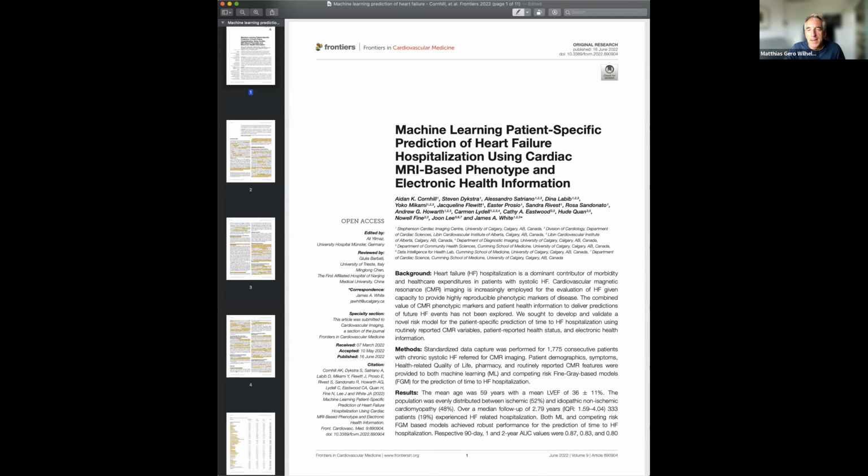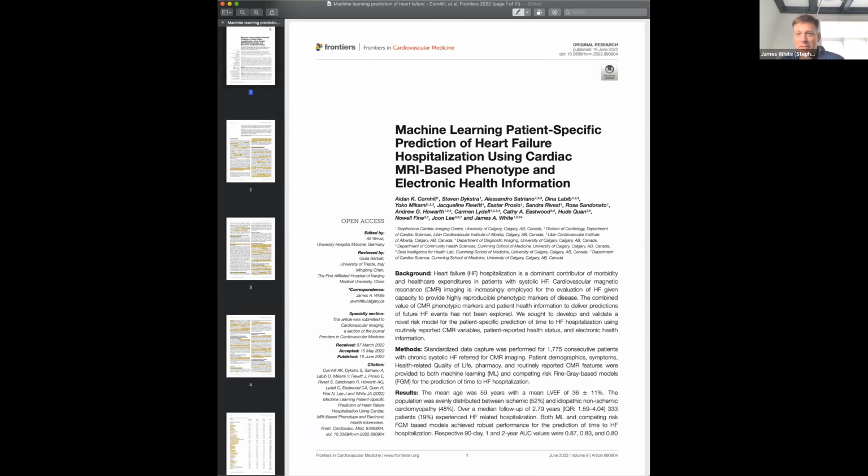Paper. So James, you have a tough task because yours is on machine learning specific prediction of heart failure hospitalization using CMR-based phenotype and electronic health information. So that includes a lot of data, not just MR. So curious to hear what you say about your fantastic work published in Frontiers in Cardiovascular Medicine just a few weeks ago. Oh, great. Thanks, Matthias.